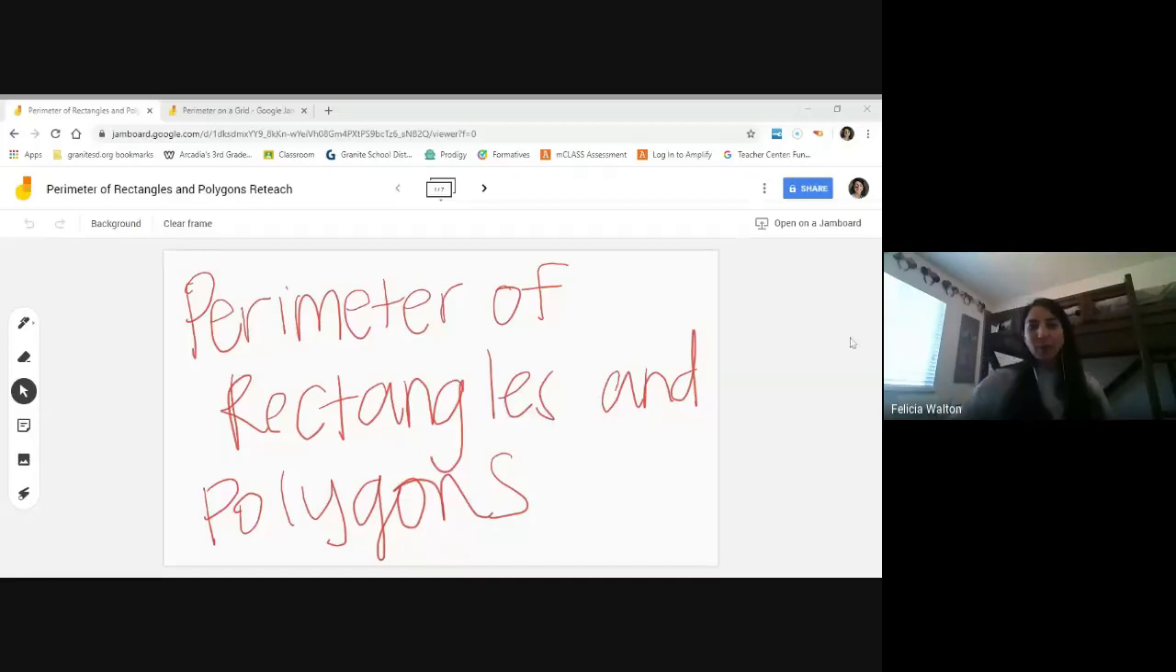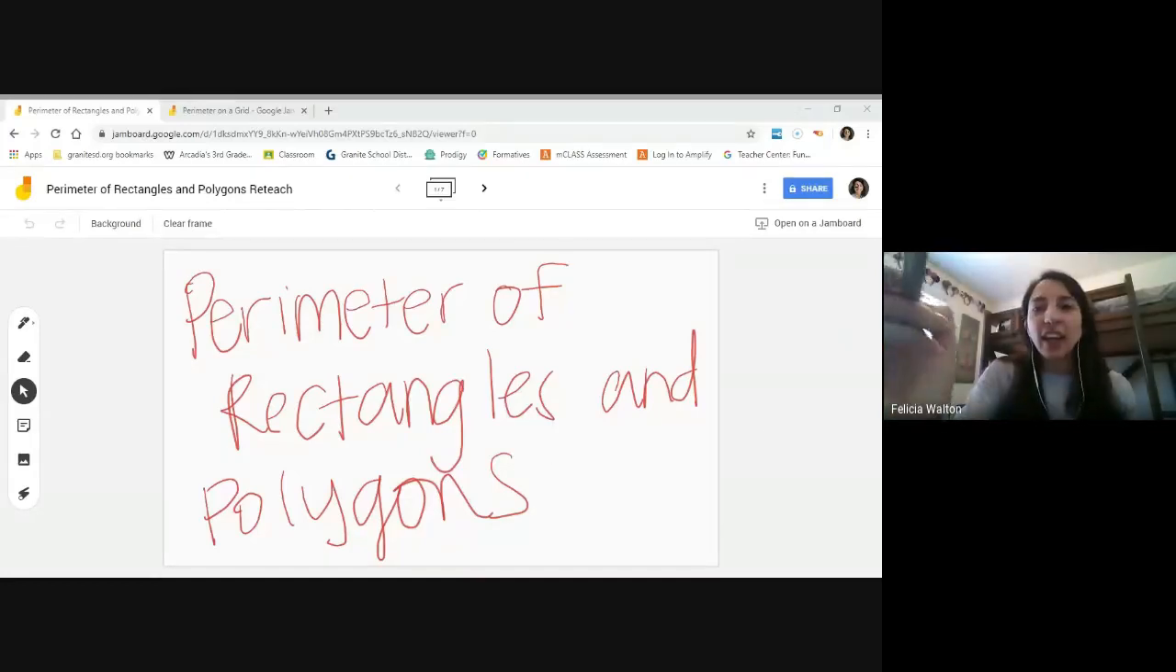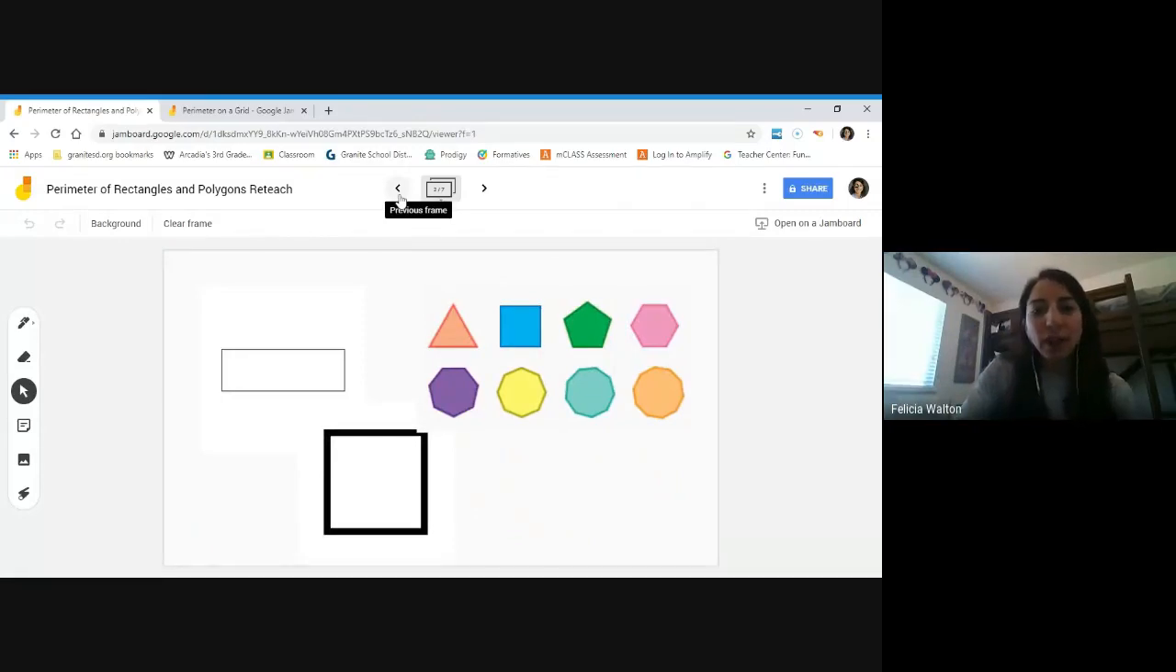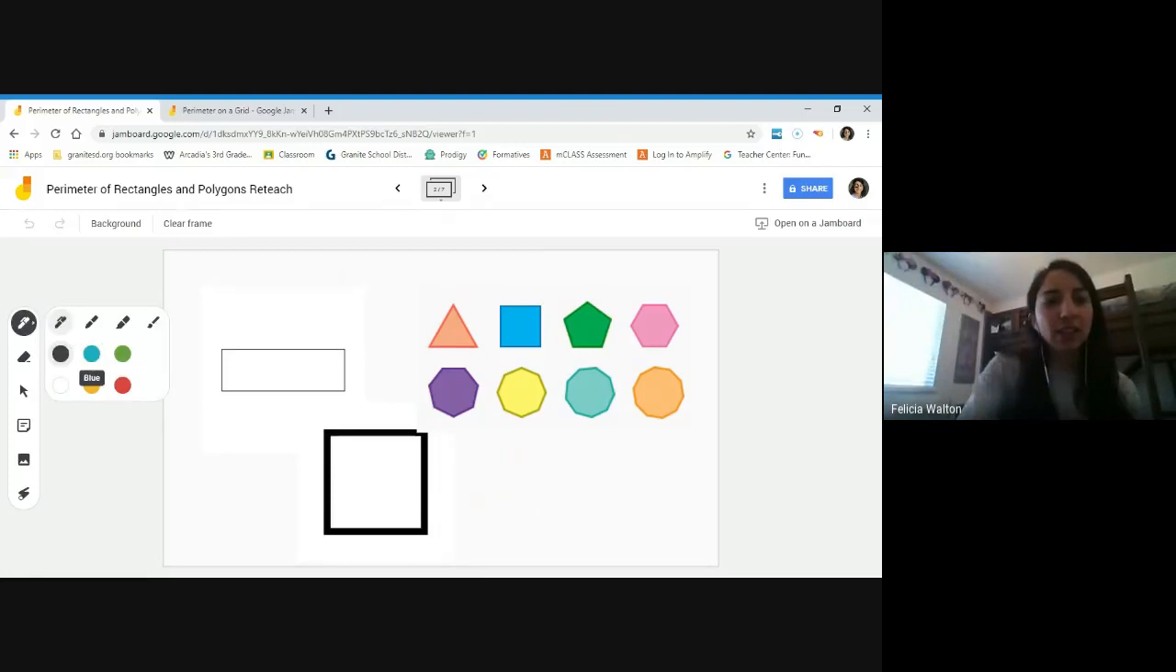On the screen, it says perimeter of rectangles and polygons. And here are some examples of our rectangles and polygons. Polygons is just a fancy way of saying shapes, like a shape with more than three sides. So we have our triangles, squares, and rectangles. Those are all polygons.